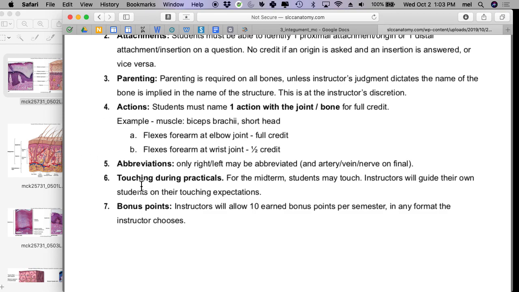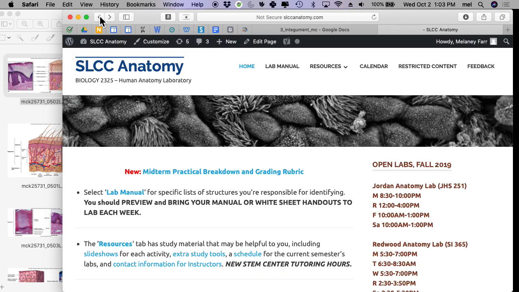Abbreviations, touching, all that kind of stuff, bonus points, everything, I told you guys last time. So it's all there. If there is any discrepancy, it is up to your lab instructor to make the call. But at least they all have the same basic rubric for grading. So it's a decent start anyway. I feel like there's something I should be telling you. What is it? Anything? No?